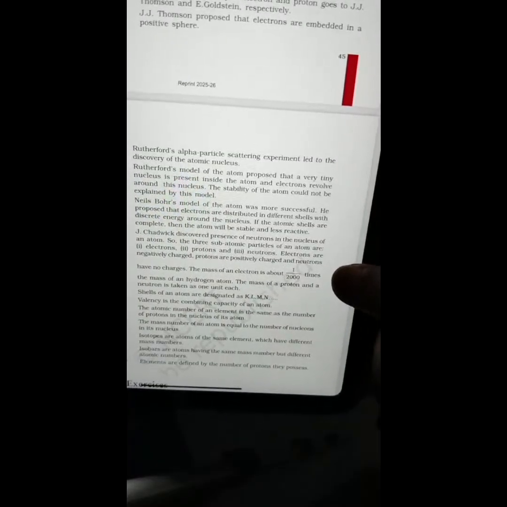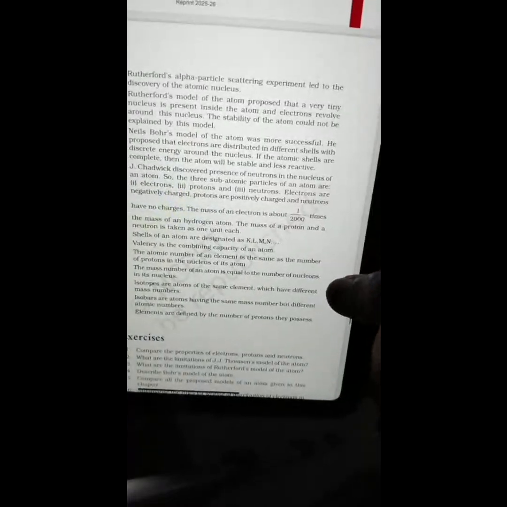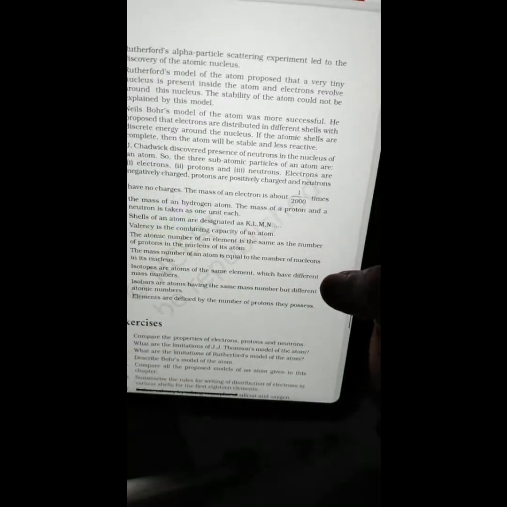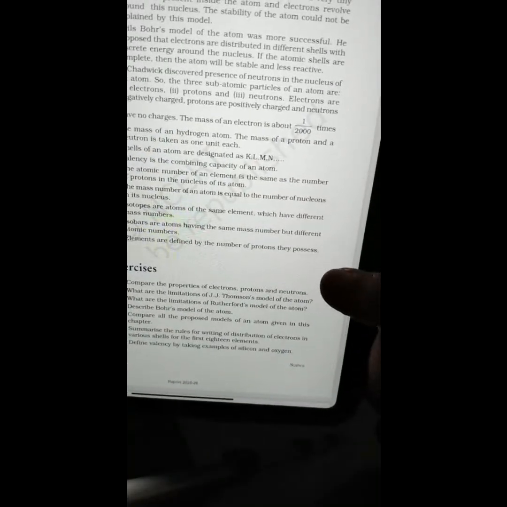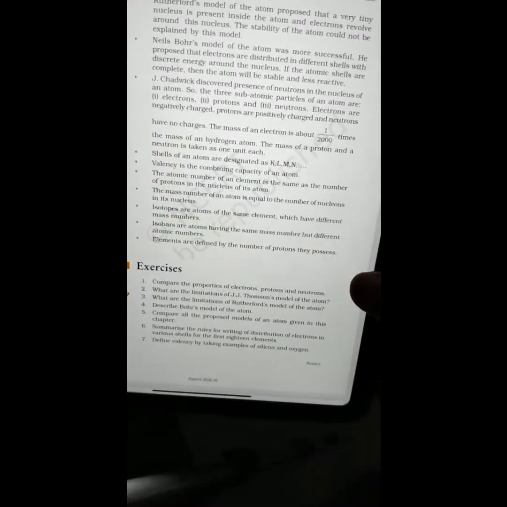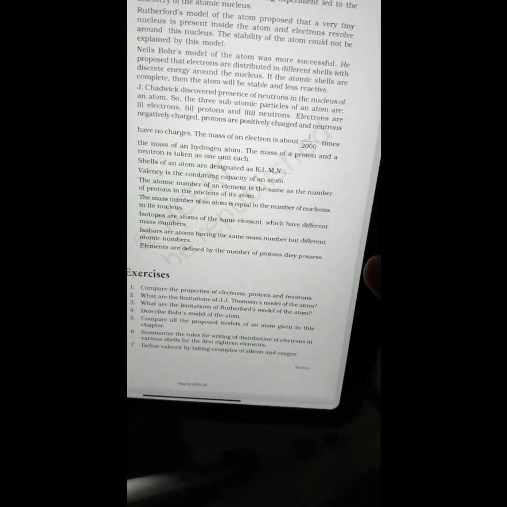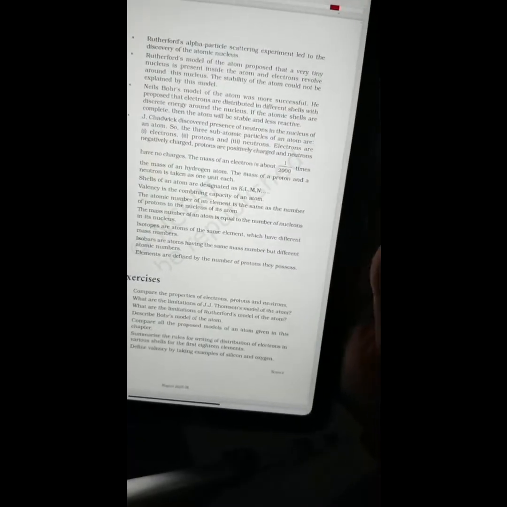The atomic number of an element is the same as the number of protons in the nucleus of its atom. The mass number of an atom is equal to the number of nucleons in its nucleus. Isotopes are atoms of the same element which have different mass numbers. Isobars are atoms having the same mass number but different atomic numbers. Elements are defined by the number of protons they possess. So here we are done with the reading of structure of the atom for class 9 science NCERT.